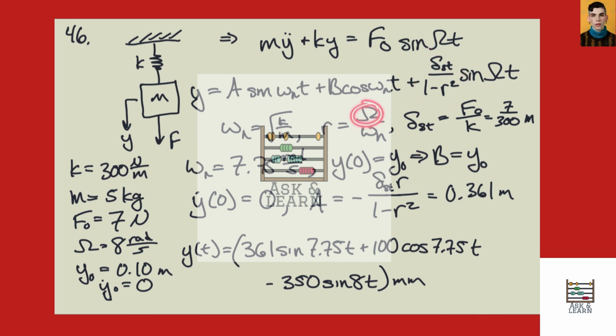Since we know omega is 8 radians per second, and we know omega n is this, we can see that the amplitude here is going to be quite a bit bigger than the static amplitude, because r is pretty close to 1. So we have 8 radians per second compared to 7.75 radians per second. So that's why this thing here is 361 millimeters compared to 100 millimeters. So we're getting quite a big amplification of the motion because of the frequency of this force.